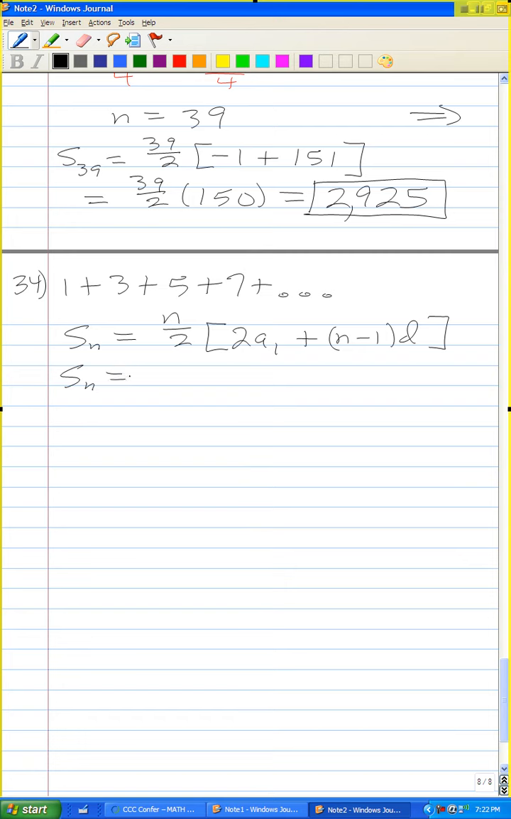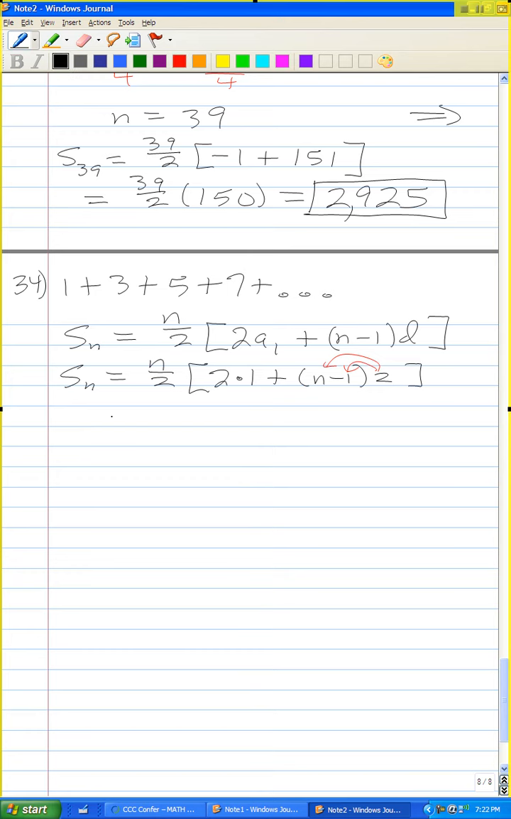So let's add up the first n odd numbers. So it's just n over 2. Well, the first number in the sequence is 2. The common difference in this sequence of numbers, 1, 3, 5, 7, well, I always have to add 2 to get to the next term in the sequence. So 1 plus 2, 3, plus 2, 5, plus 2, 7. So the common difference is 2. Let me multiply by 2.